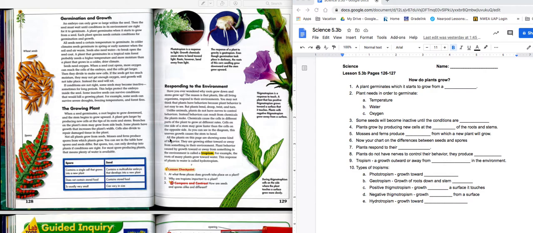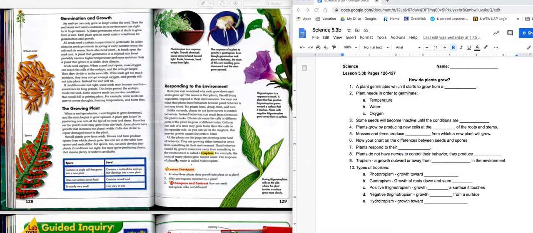All plants on this page are showing some kind of behavior. They are growing either toward or away from something in their environment. Okay, so growing toward or away from something in their environment. We'll talk about what that something is coming up. Now that's called a tropism.